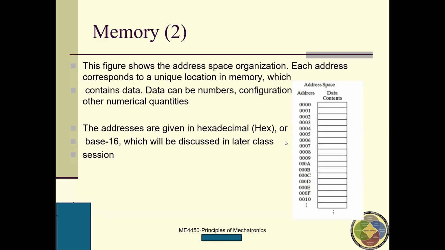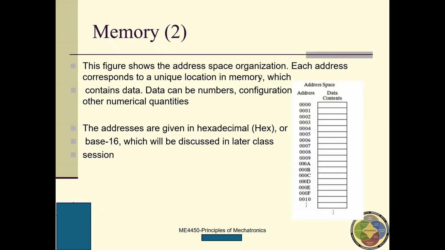Okay. And then we talk about this is memory. And memory are used to store the data. And first you must have an address, and you need to allocate the address to all this data. So this figure shows the address space organization, and each address corresponds to a unique location in memory.